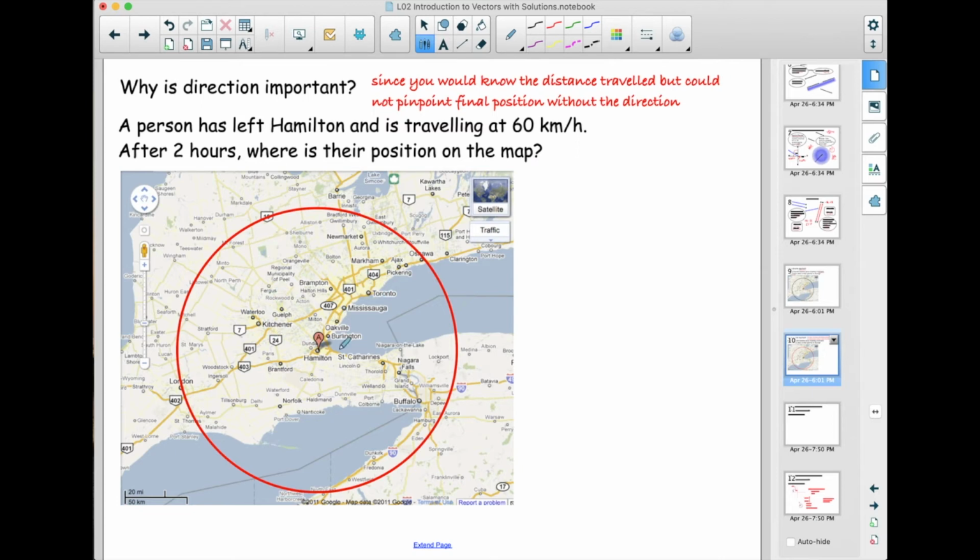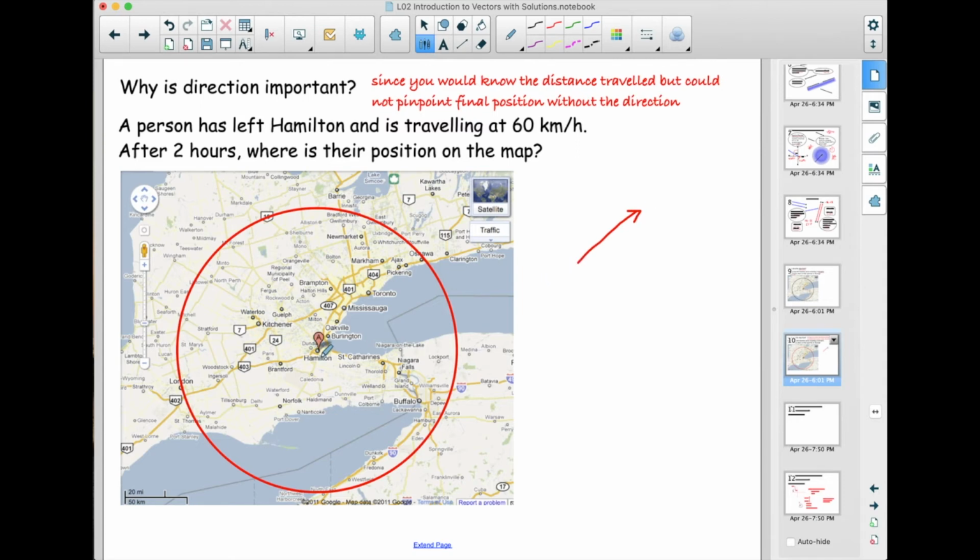We would know how far they did travel, and presuming, of course, that they were traveling in a straight line, they would get the furthest distance away. But if they weren't traveling in a straight line, now we are in the unit on vectors, so then we will not be changing direction.